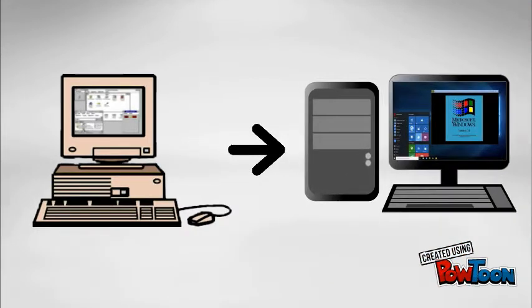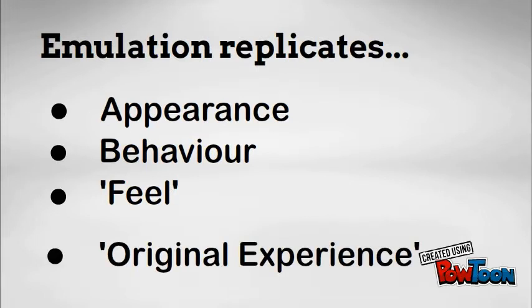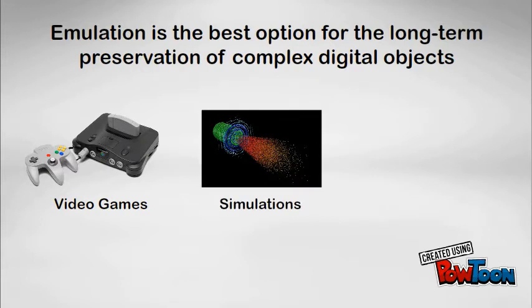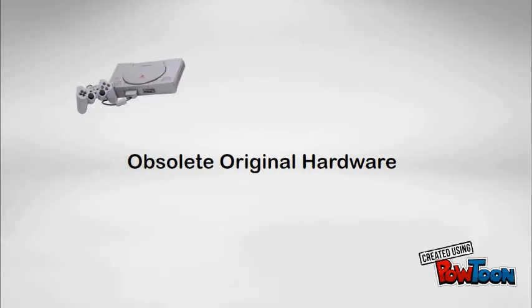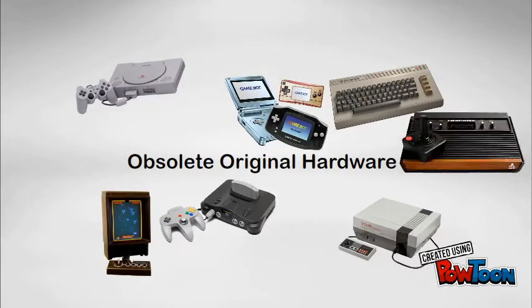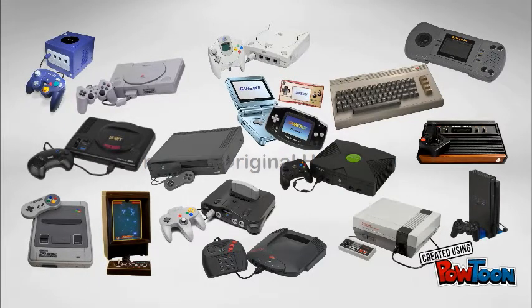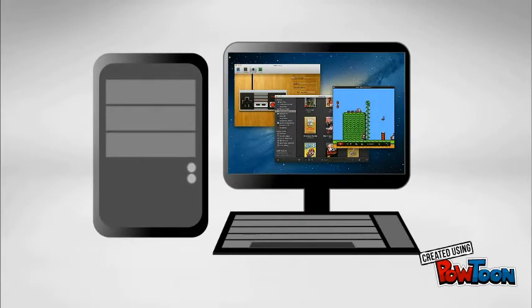Emulation allows the files to be used whilst replicating the appearance, behaviour and feel of the original digital object, helping to provide the user with the original experience, and so presents the best option for the preservation of complex digital objects, such as video games, simulations or software art. For example, many old video games were produced to run on what is now obsolete hardware. Therefore, the only way to access these games is by locating original hardware and software in full working condition, or by using emulation.